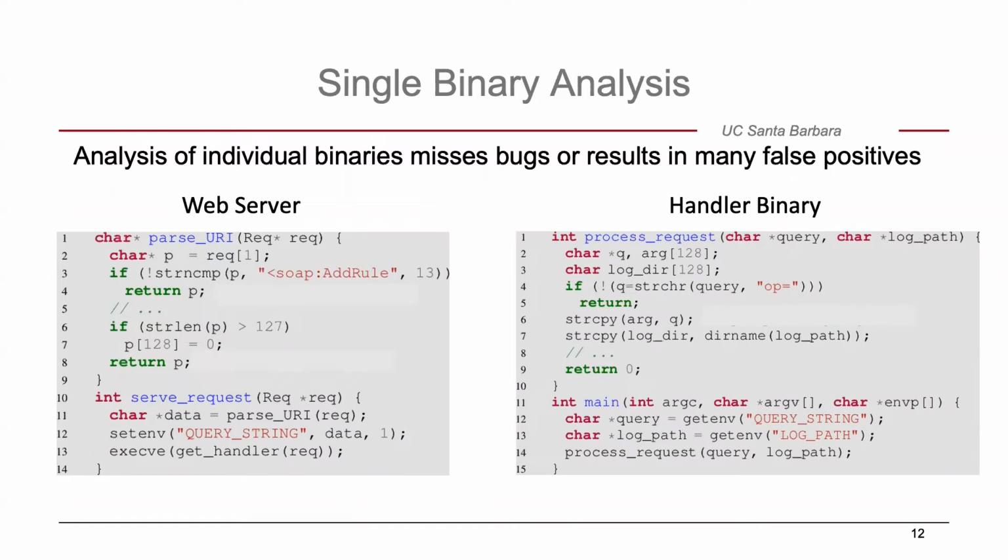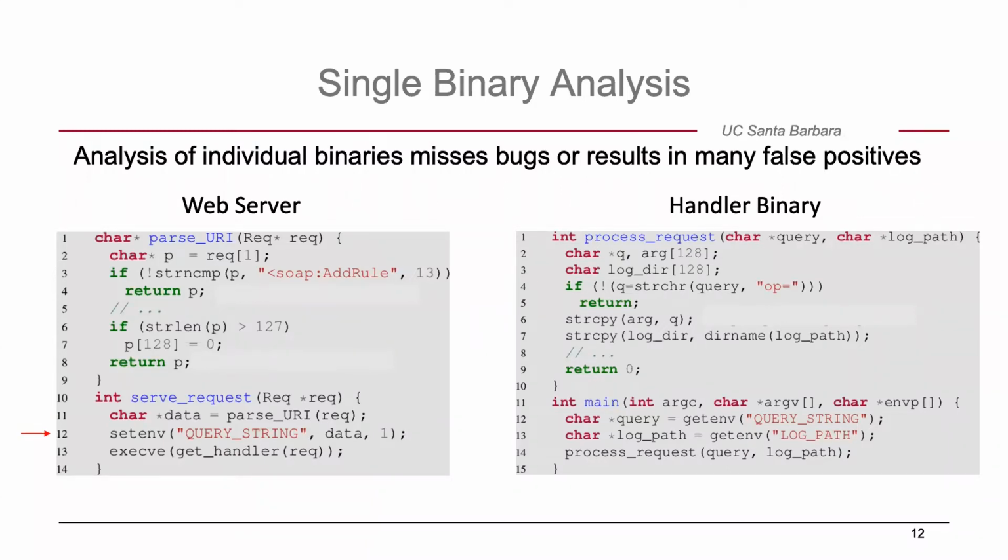So here you have the web server, right? And of course, we only have binaries, although we show you C code here. On the bottom left, it serves a request, right? Let's say it gets some data that it parses from the URI, and you see here the parse URI function, for example. It might say, does that input contain a string like SOAP add rule? And if so, you return a pointer. You can also check if the size of this particular string is longer than 127. If so, you set the null byte to truncate the string, and then you return the pointer P.